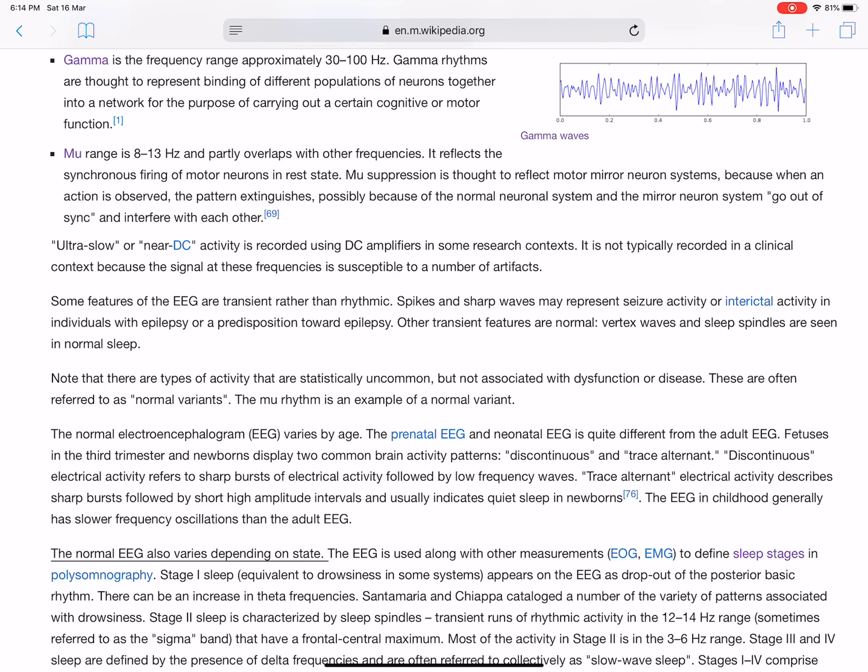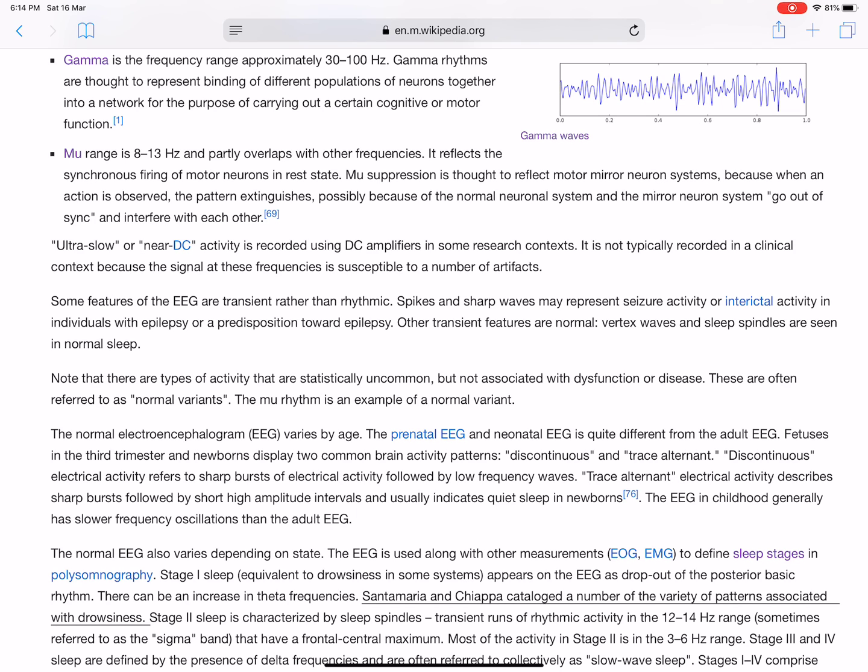The EEG is used along with other measurements, EOG, EMG, to define sleep stages in polysomnography. Stage 1 sleep, equivalent to drowsiness in some systems, appears on the EEG as drop out of the posterior basic rhythm. There can be an increase in theta frequencies. Santa Maria and Giapel cataloged a number of the variety of patterns associated with drowsiness.